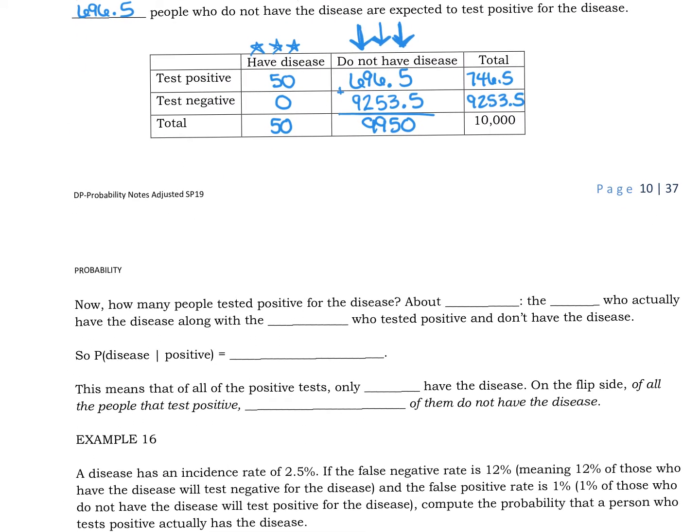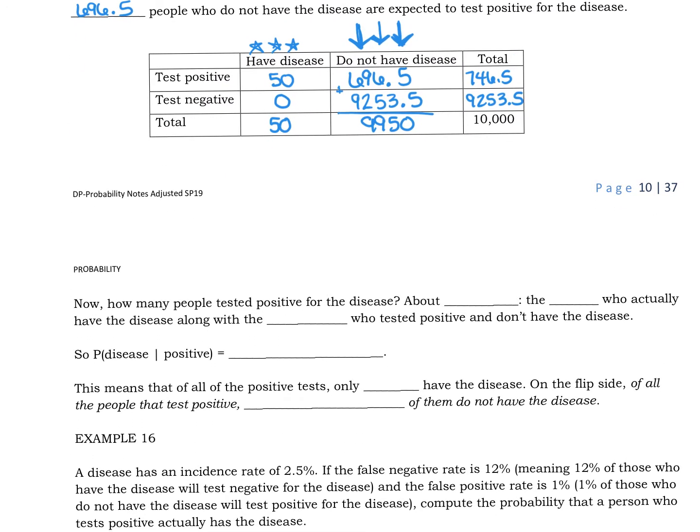Now, what are we going to do with this information? How many people tested positive for the disease? Okay, how many tested positive? I'm going to switch colors here. That is this number right here, those 746.5. It is the combination of the 50 who actually have the disease, along with those people who tested positive even though they don't have the disease.